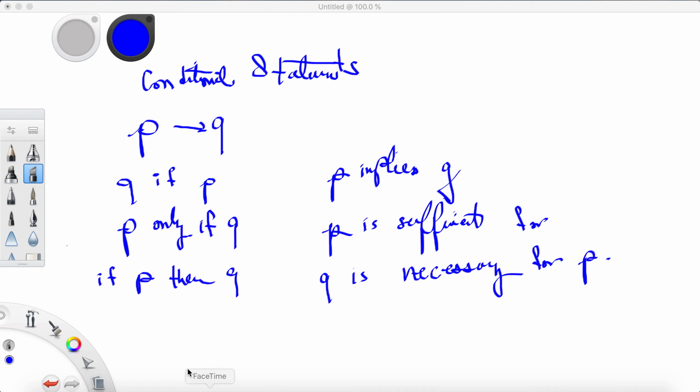Welcome back. In this lecture, we're going to discuss conditional statements in more depth, and this material is going to be pulled from chapter 3 of our text.